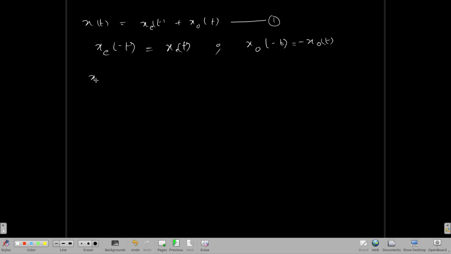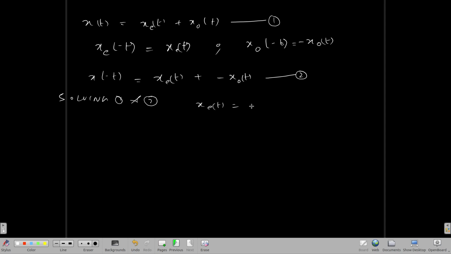And suppose we are taking x of minus t. This is x of t, and we are taking x of minus t. It means we will get equation 2. So now we have 2 equations and 2 unknowns. From this we can find x e of t and x o of t in terms of x of t. Solving 1 and 2, what do we get?